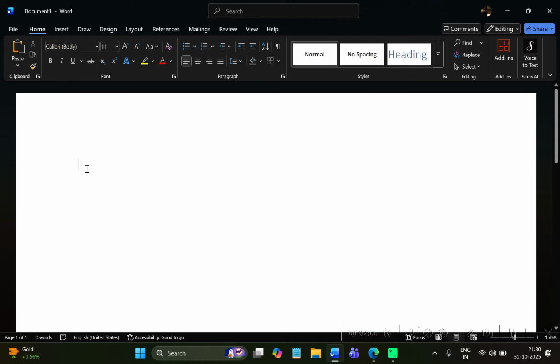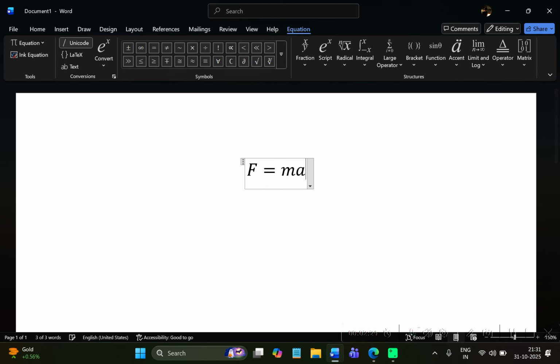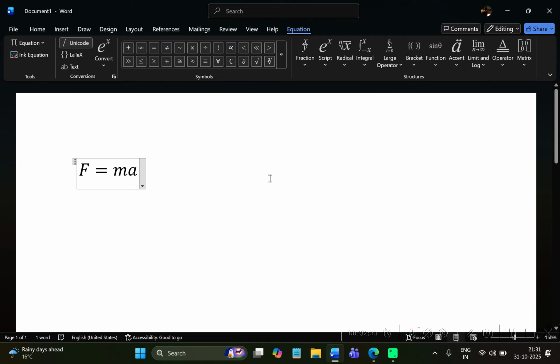First things first, let's say you want to type F equals MA. How do you type equations in Word? First, you can do the conventional way: go to Insert, go to Equation, and then type F equals MA. Now this looks good. By default, equations are center aligned, as you can see. You can make it left aligned if you want, with Control plus L, but usually it's center aligned.